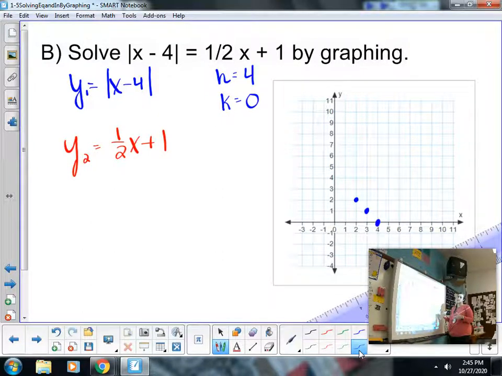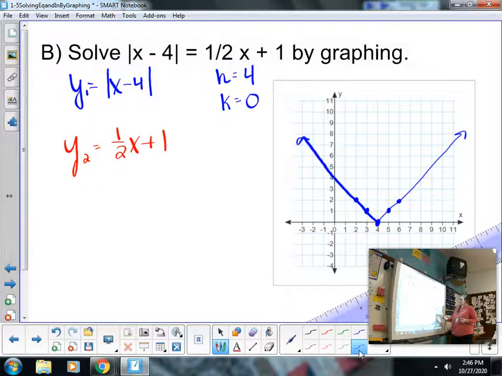Let's go on the other side of 4. We look at 5. 5 minus 4 is 1. The absolute value is still 1. Look at 6. 6 minus 4 is 2. The absolute value is still 2. And then I can draw that, and you see I get a nice V shape there. I'm a little bit off on the left-hand side, but you get the idea.